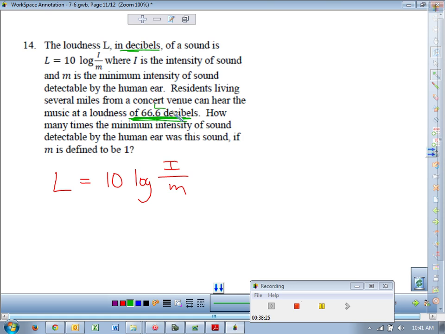So I like to put an L above that personally. It's not the most complicated thing in the world. How many times the minimum intensity of sound detectable by the human ear was the sound? If M equals 1, well, they straight up tell you M is 1. So there's only one thing you don't know, which is I, correct? 66.6 equals 10 log I over 1. Do you want to write I over 1? I'm just going to write it as I.